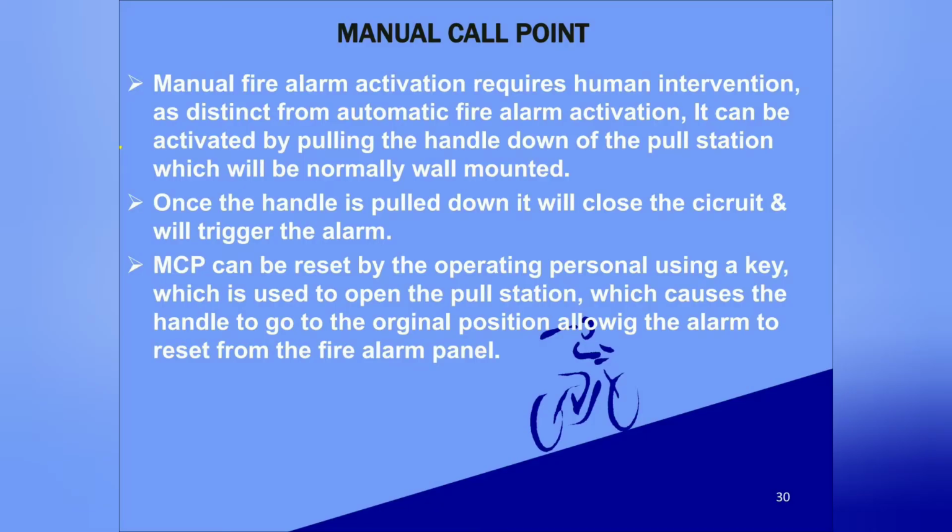Now let's discuss the manual call point. Manual fire alarm activation requires human intervention. As distinct from automatic fire alarm activation, it can be activated by pulling the handle down on the pull station, which will normally be wall mounted. Once the handle is pulled down, it will close the circuit and trigger the alarm instantaneously.